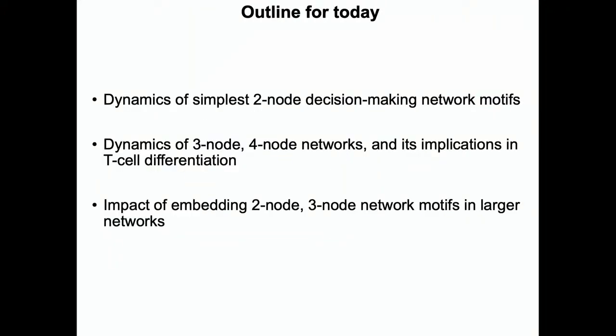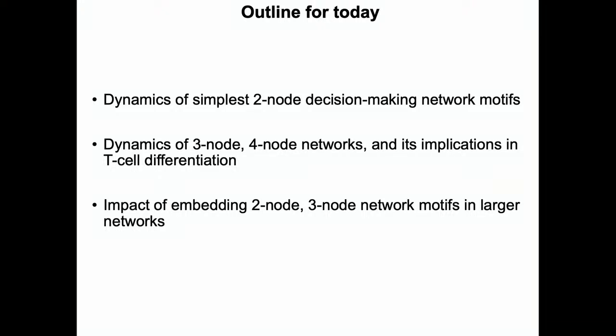So what we'll do today is we'll start with some simple networks, simple 2-node decision-making networks, 2 transcription factors for the sake of simplicity, interacting with each other in different manners. Then we extend it to 3-node, 4-node, and there are examples of this in T-cell differentiation that we have looked at, so we'll discuss that. And then we know that this is a huge simplification. Of course, these decisions are not taken by 2 or 3 or 4-node networks. Instead, they're embedded in much larger networks.